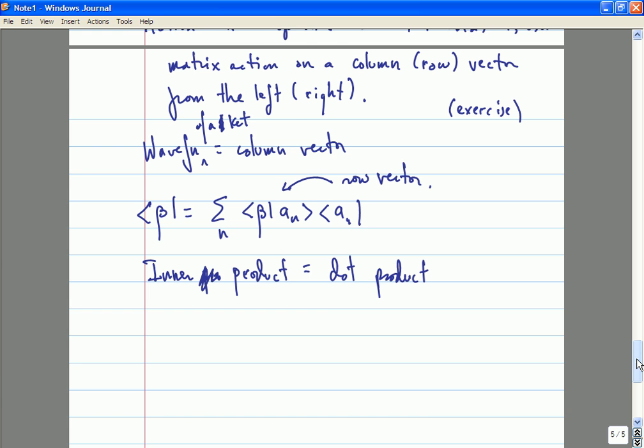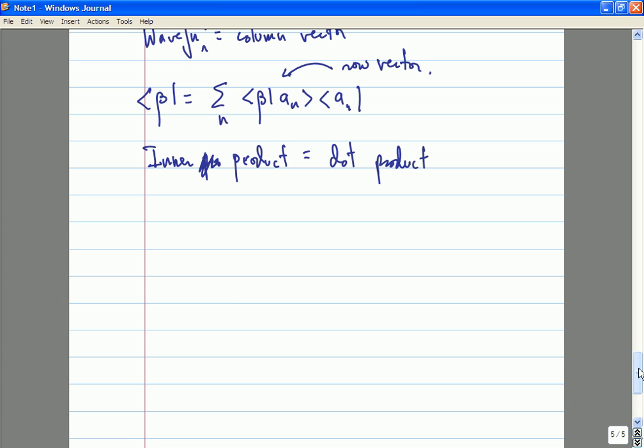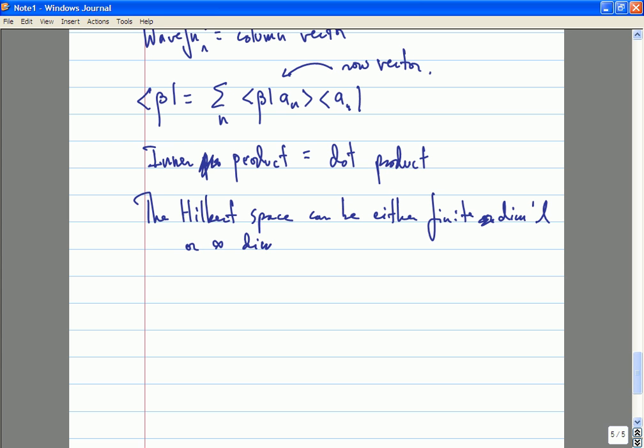Okay. Now, of course, the Hilbert space under consideration can be either finite dimensional or infinite dimensional. So far, I've written down all of these formulas using the notation of a finite dimensional Hilbert space, where I wrote things like sum on n, where n would be summed over some discrete set, so the integers or some range of integers from 1 up to n, for example.